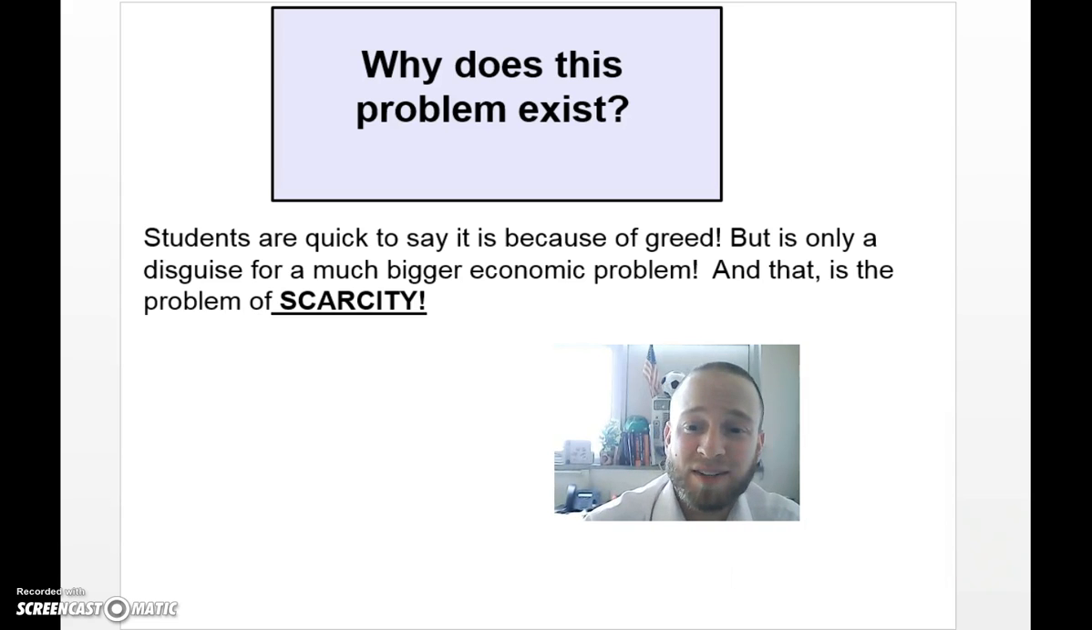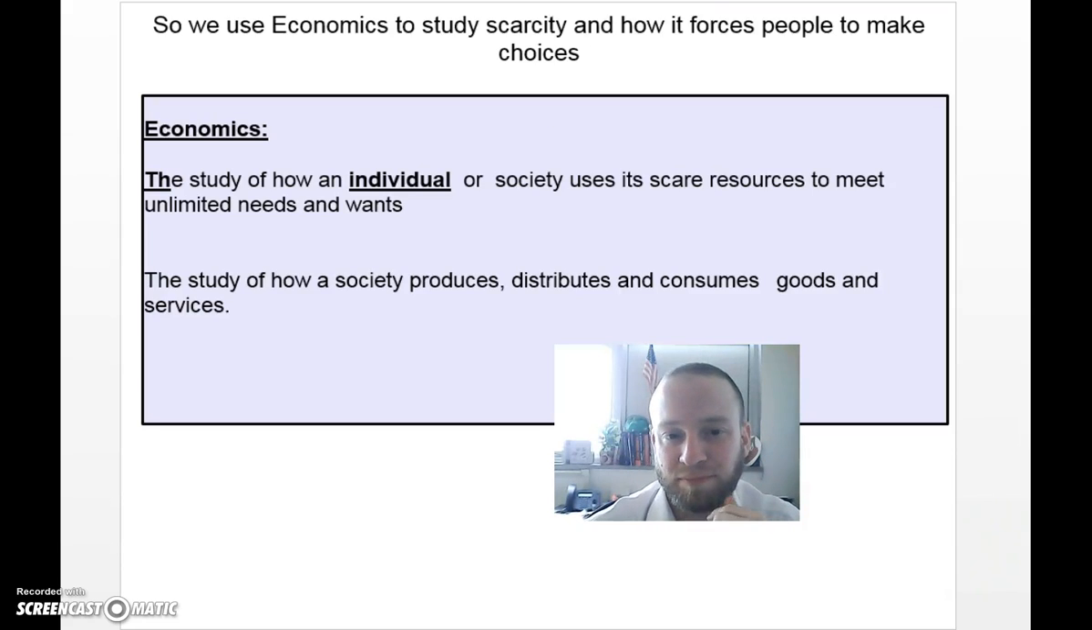And the students are quick to say it's because everybody's greedy. It's because we're all self-centered and we're greedy. But that's only a disguise for a much bigger economic problem. And that problem is the problem of scarcity. Okay, scarcity. That's going to be your go-to answer here for the economics unit, is this idea of scarcity. The idea that nothing in our world that we interact with is unlimited. Nothing is unlimited. It's scarce.